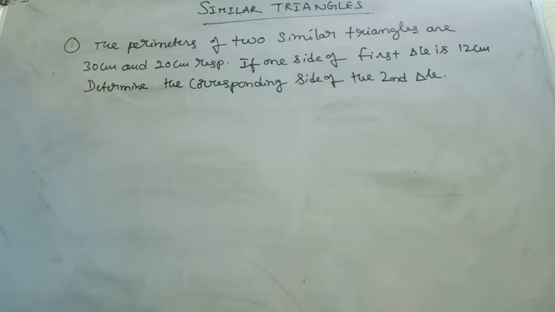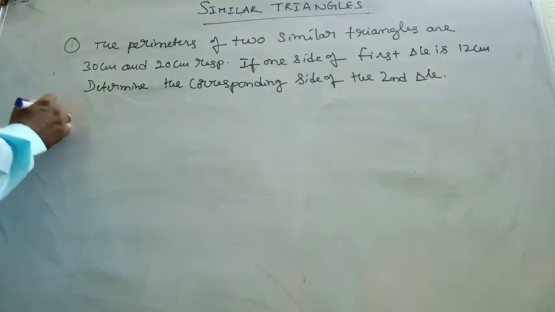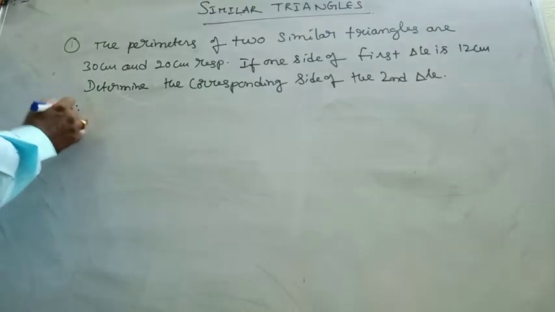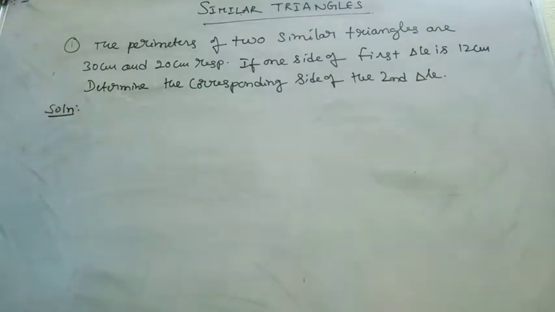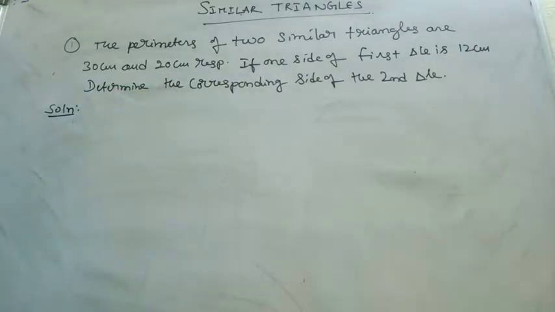Here is the first problem: the perimeters of two similar triangles are 30 centimeters and 20 centimeters respectively. If one side of the first triangle is 12 centimeters, find the corresponding side of the second triangle. The perimeters of two similar triangles are 30 and 20 centimeters respectively. If one side of the first triangle is 12 centimeters, determine the corresponding side of the second triangle.